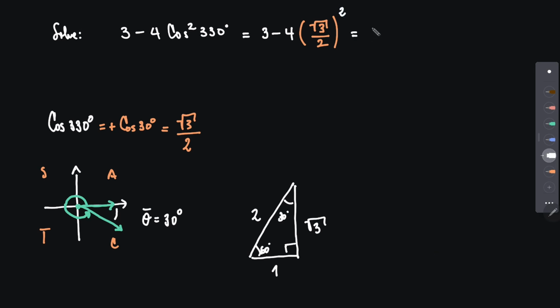All right. This is going to be equal to 3 minus 4 times the square root of 3 to the power of 2 is 3, over 2 to the power of 2 is 4. These two cross out. So we're left with 3 minus 3, and 3 minus 3 is 0. So the value for 3 minus 4 cosine to the power of 2 of 330 degrees, it's equal to 0. This is how you do operations that involve evaluating trigonometric functions. Okay, so see you in the next video.